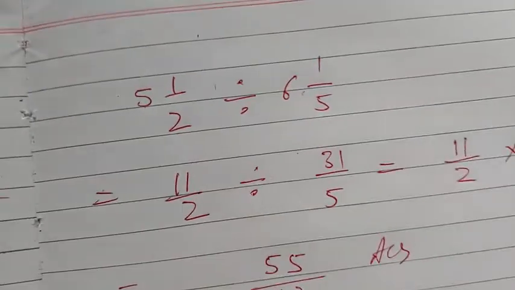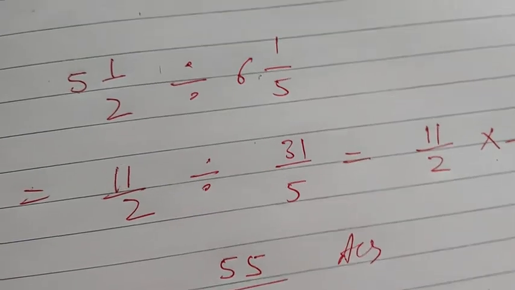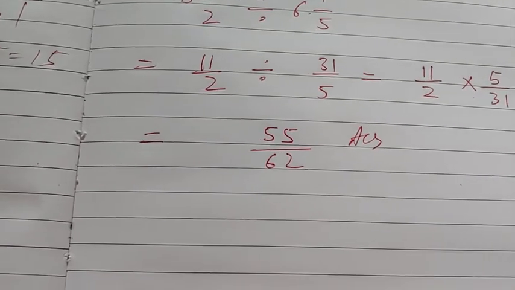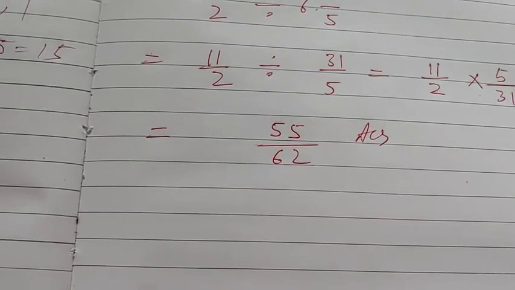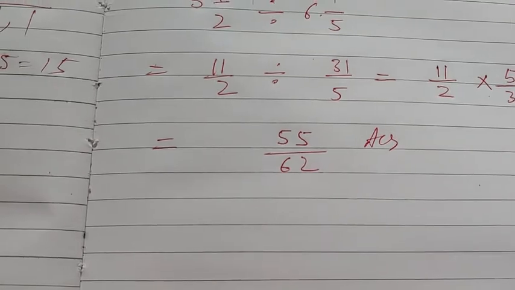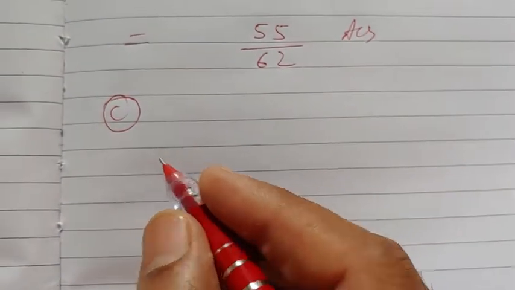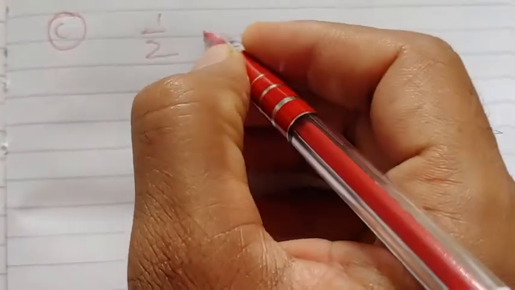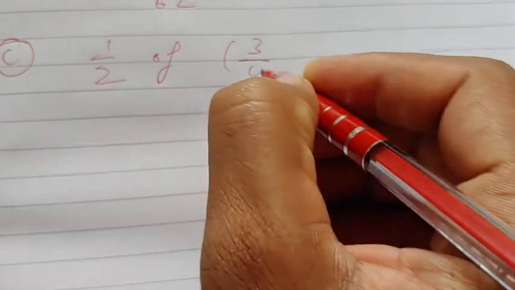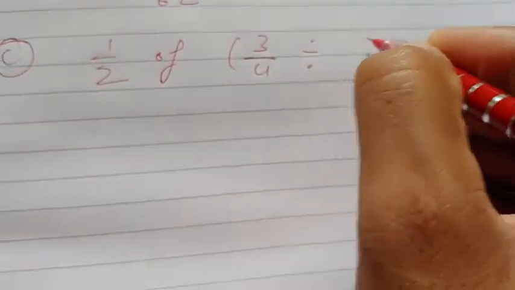Next we will talk about operations on fractions in which expression-type questions are there, meaning more than one fraction is there, and addition and subtraction both are held together. Suppose there is a question: find 1 by 2 of 3 by 4 divided by 4 by 5.